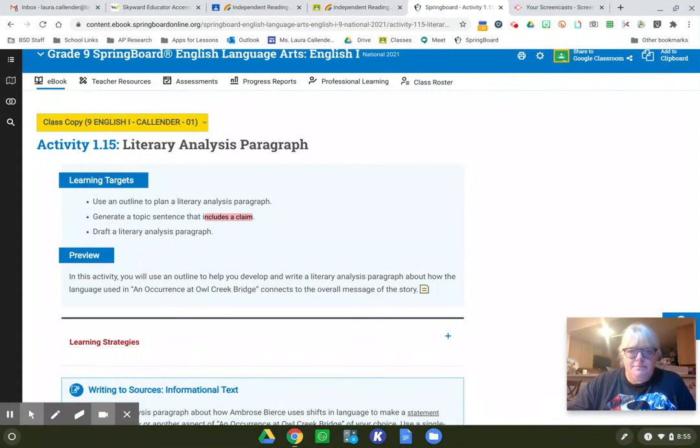This is the second part of the Activity 1.15 Literary Analysis Paragraph. The first part discussed how to set up your papers and format your header and how to double space and make sure that you are heading your papers correctly for this class. This video will talk about the prompt for writing the literary analysis paragraph, as well as model the writing process.